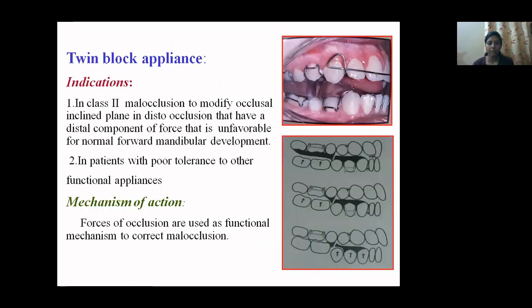Chin block appliance is the most common appliance for the correction of class 2 division 1 malocclusion in the growing phase. In class 2 malocclusion, it modifies the occlusal inclined plane in distal occlusion that has a distal component of force that is unfavorable for normal forward mandibular development. In patients with poor tolerance to other functional appliances, it is an appliance of choice. The mechanism of action involves forces of occlusion used as a functional mechanism to correct the malocclusion.